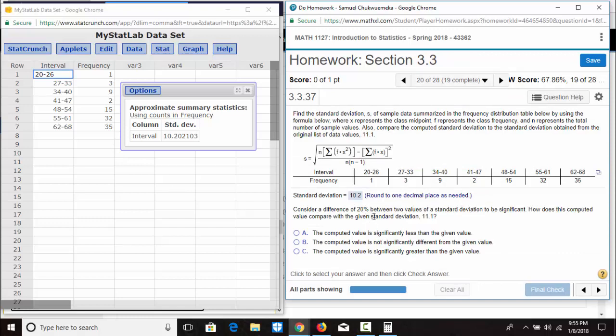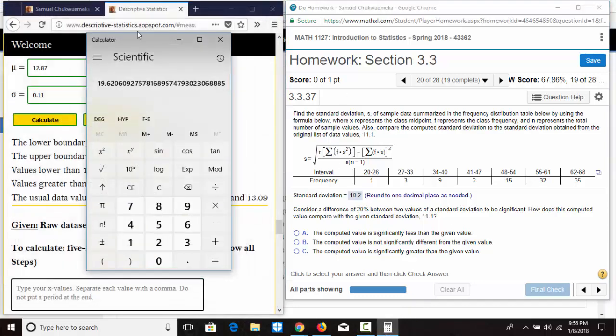Consider a difference of 20% between two values of a standard deviation to be significant. How does this computed value compare with the given standard deviation of 11.1? So let's find the error difference. That's all they're asking about. Let me close this. Let's do actual minus estimate, minus given, then divided by the actual times 100/1 to see how many percent it will give us.